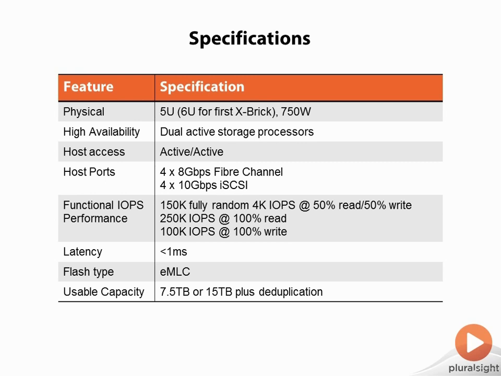And then usable capacity, we just talked about this. On the current shipping bricks, it's 7.5 and 15 terabytes. But you add deduplication on top of that, and you'll get even more usable capacity than what you get there.